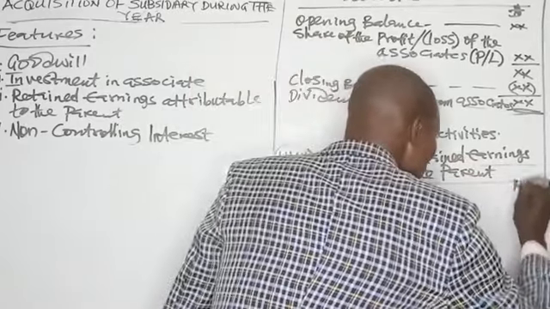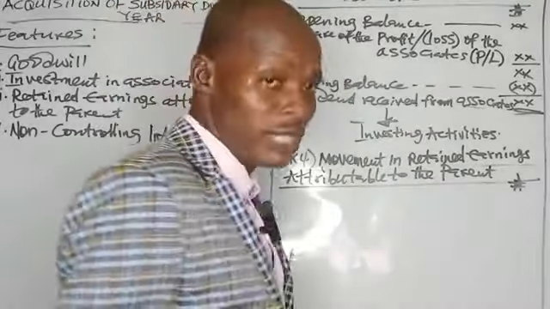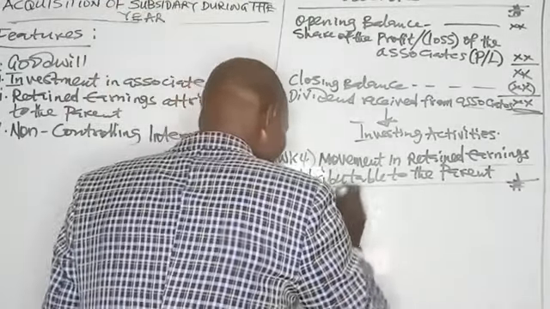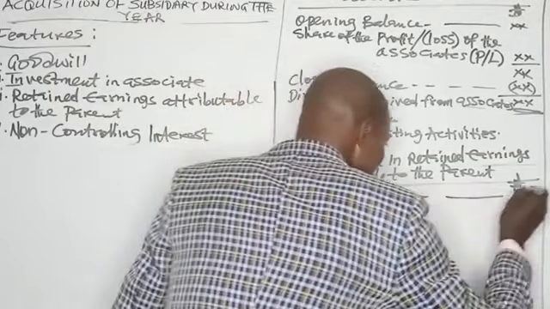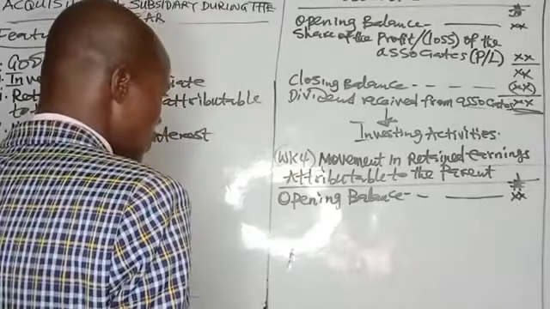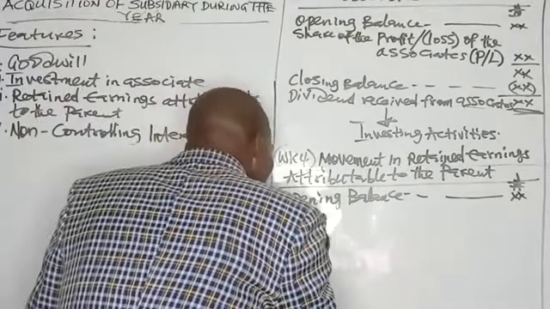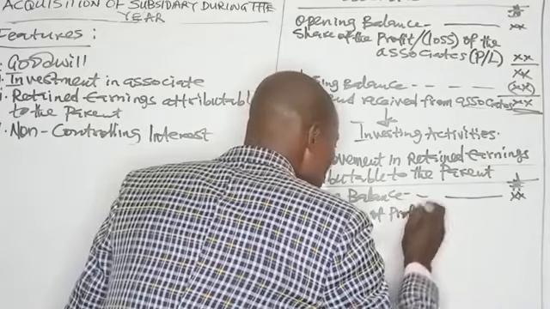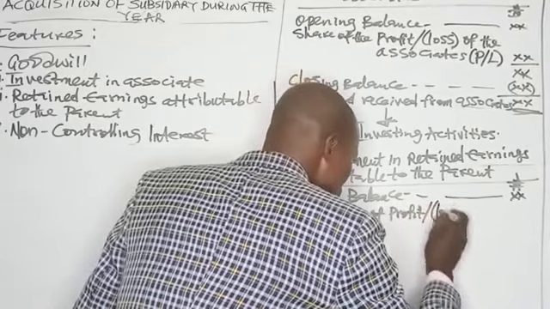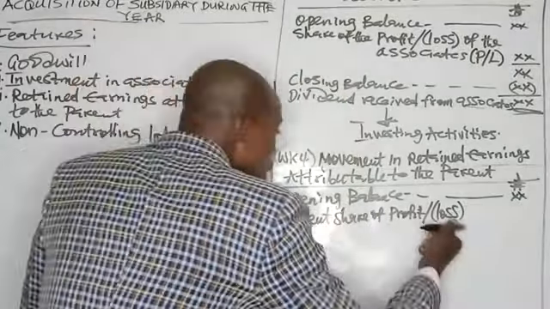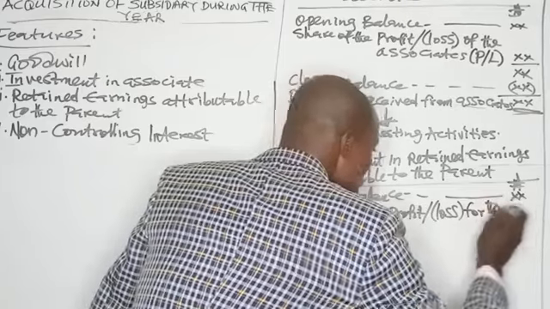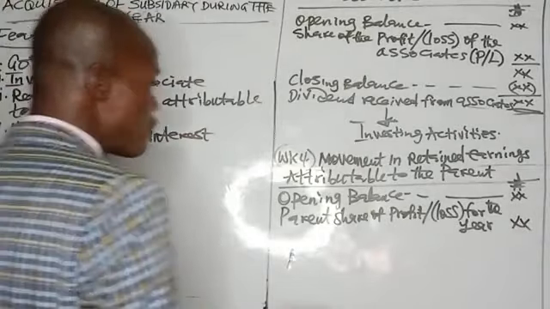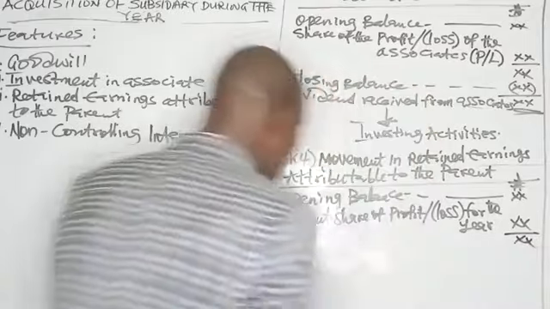Remember, retained earnings will be found in the equity section of the statement of financial position. Then you start with the opening balance under equity. Remember, I've told you the opening balance will be found in the opening statement of financial position. Then we have parent share of the profit for the year. You add the profit if it is profit. If it is loss, you subtract. Parent share of profit or loss for the year. This amount will be obtained from the statement of profit or loss. Then you add. Then you have the closing balance.